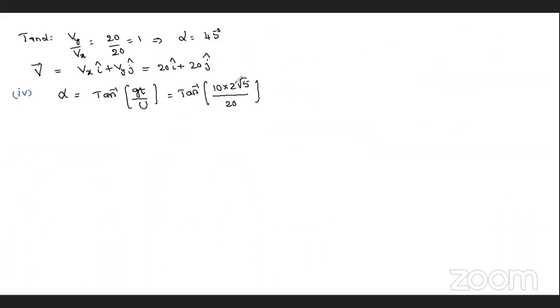So I'm getting 2, 10, 20 cancel. So I'm getting simply tan inverse root 5. That implies alpha is equals to tan inverse root 5. Okay, that's it. We got the answer here. Right?